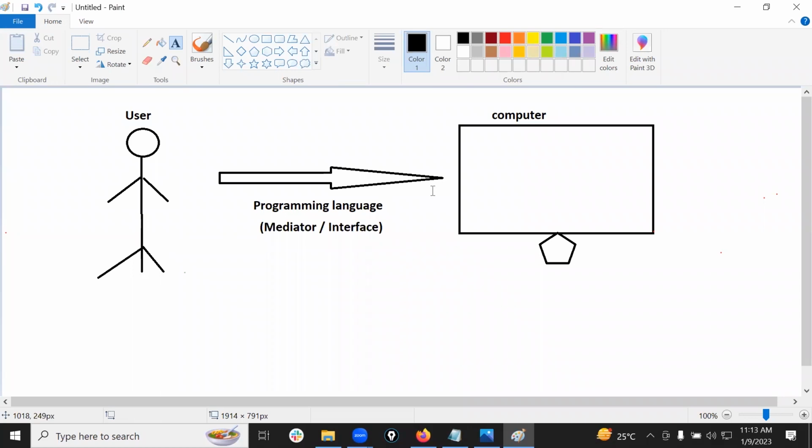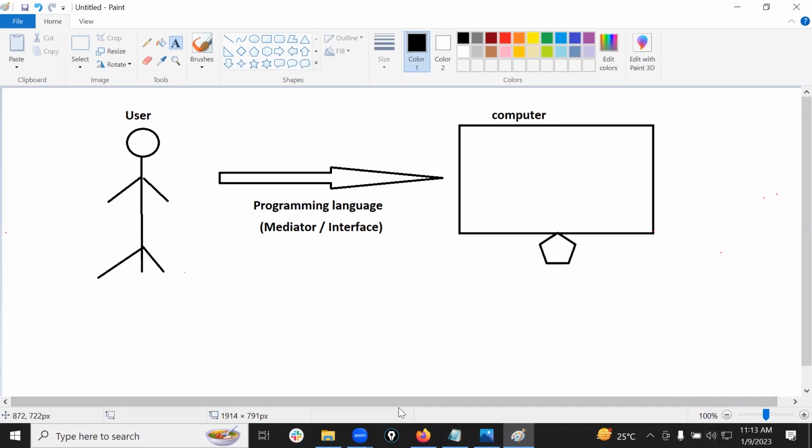Assume that tomorrow you are going for an interview. The interviewer will ask you one question. Can you please tell me what is an operating system? Definitely you will tell one answer. Sir, an operating system is a mediator. Sir, an operating system is an interface between software components and hardware components. So tell me, an operating system is a mediator between software components and hardware components. Similarly, a programming language is also acting like a mediator or interface between user and computer.